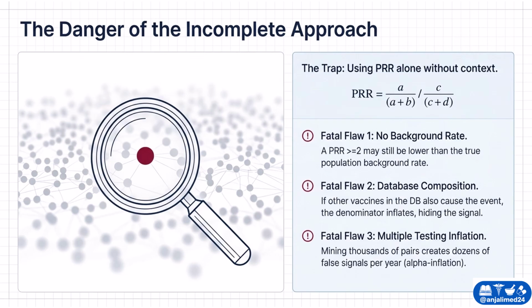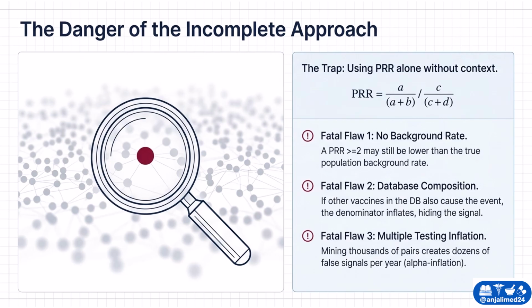The third issue is multiple testing inflation. Modern pharmacovigilance systems analyze thousands of vaccine event combinations simultaneously. Statistically, when you test huge numbers of associations, some signals will appear significant purely by chance. This is known as alpha inflation or false positive signal generation. In other words, some detected safety signals may not represent real biological risk at all. They may simply be statistical noise.